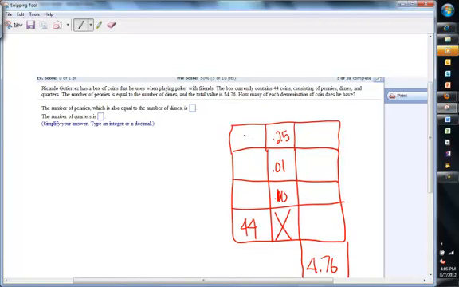Let's call this P, this is P for pennies. And the number of pennies and dimes are the same, so we can call this P for dimes. And the number of quarters is this minus these two, so 44 minus 2P.